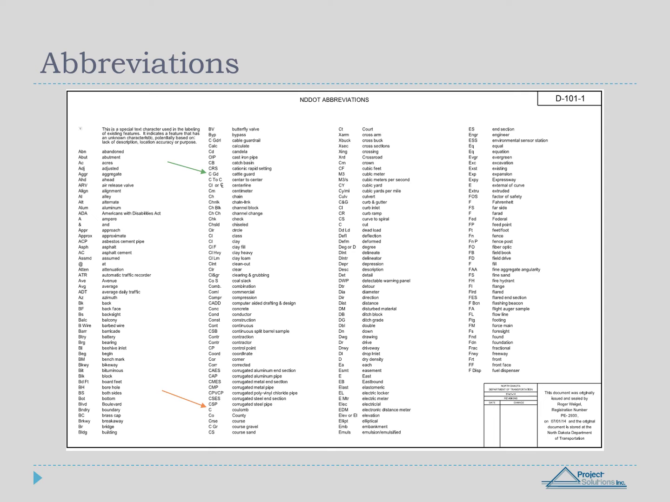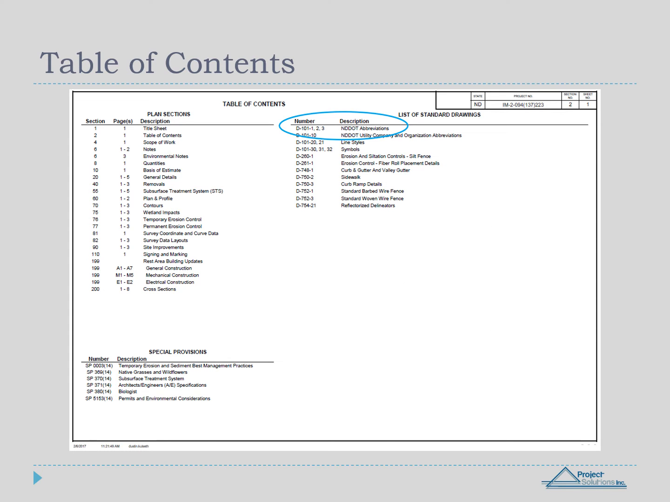Finally, notice the number in the upper right-hand corner. This is the page number used to reference this sheet. If we refer to the table of contents, we can see that the North Dakota Department of Transportation abbreviations are listed in the list of standard drawings. The number refers to its location. Here we can see that there are 3 pages of abbreviations labeled D101-1, D101-2, and D101-3.